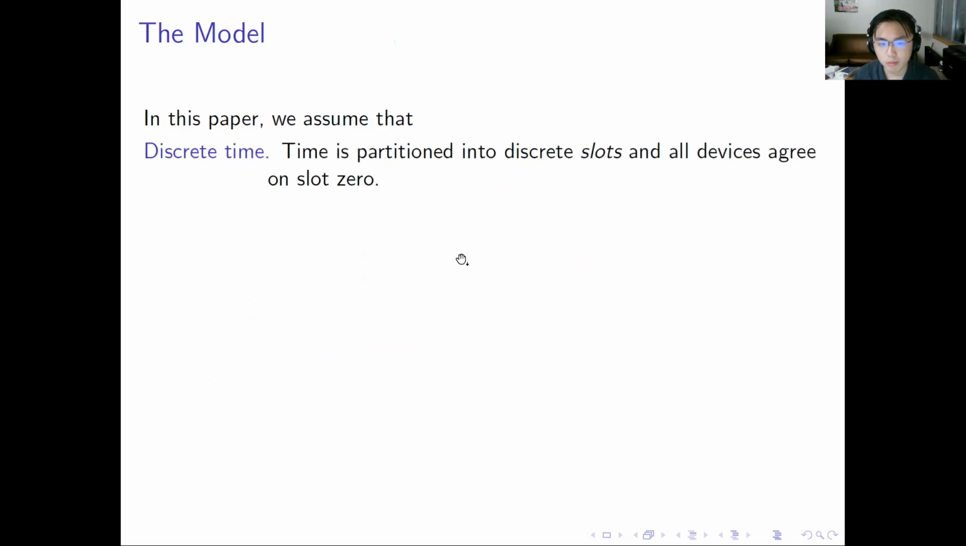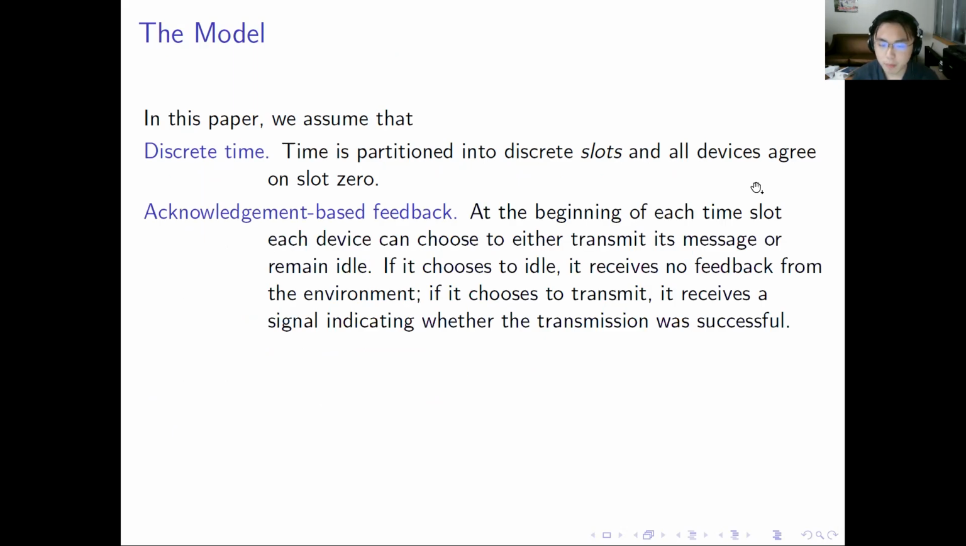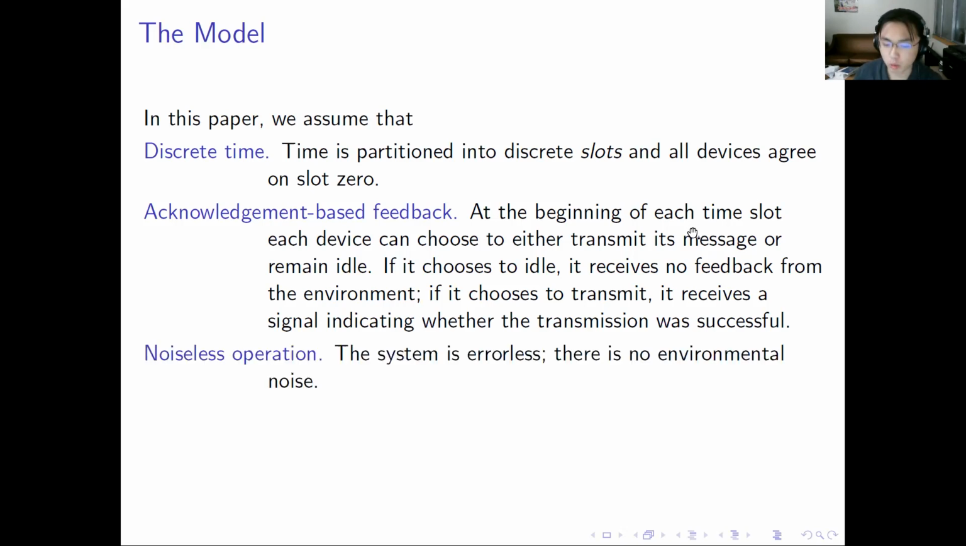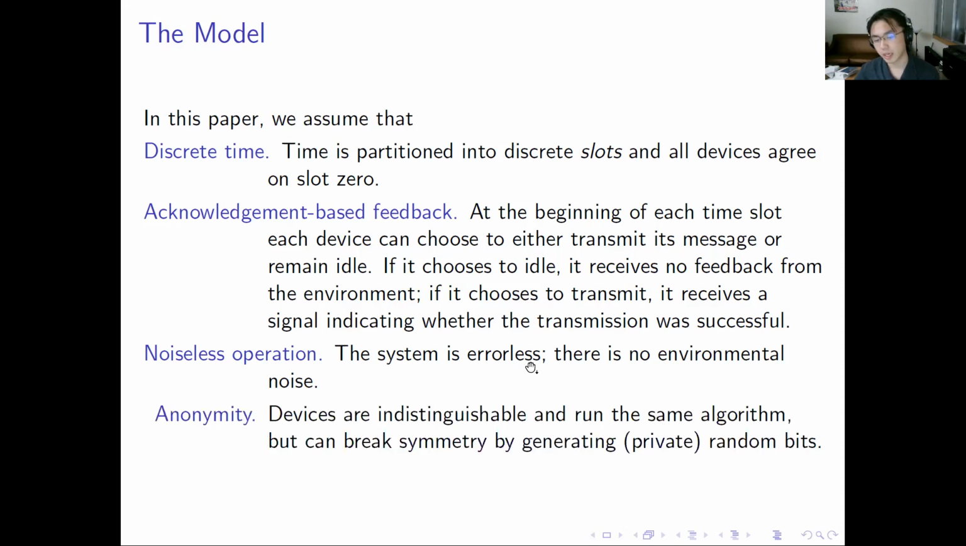Specifically, in our paper, we assume that time is partitioned into discrete slots, and all devices agree on slot 0. The feedback is acknowledgement-based, which means at the beginning of each time slot, each device can choose to either transmit or not. If it chooses to stay idle, then it receives no feedback. You have no feedback unless you decide to send. If you choose to send, then you will receive feedback indicating whether that transmission is successful or not. And we assume lossless operation, so the system is errorless. There is no environmental noise.